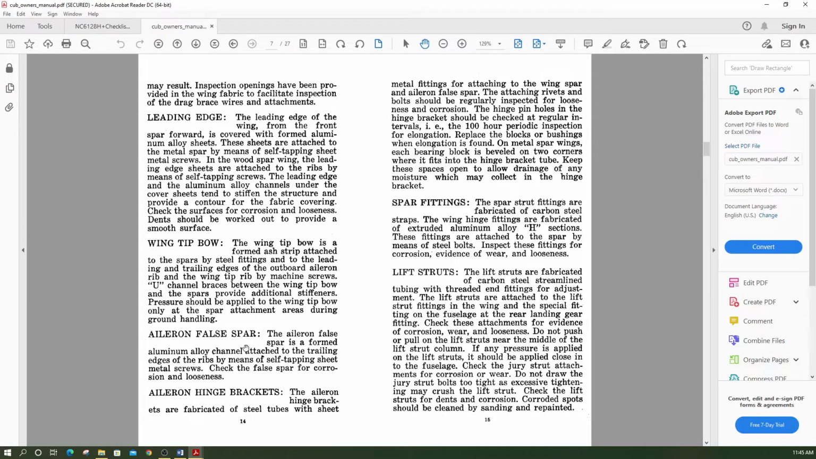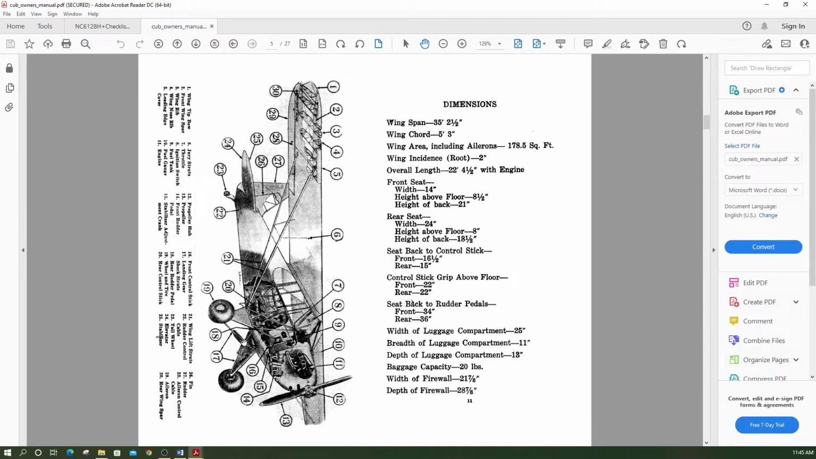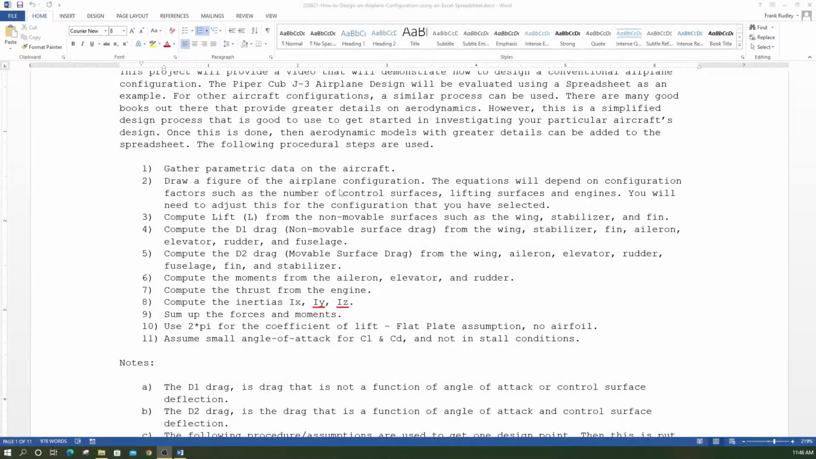If you're designing your own configuration, then you would have to get this from other sources or estimate what your wingspan would be, your chord. It's kind of a trial and error method where you would actually be putting these parameters in to try to get the best design. The next thing is to draw a figure of your airplane configuration. The equations will depend on the configuration factors such as the number of control surfaces, lifting surfaces, and engines. You'll need to adjust this for the configuration that you have selected.